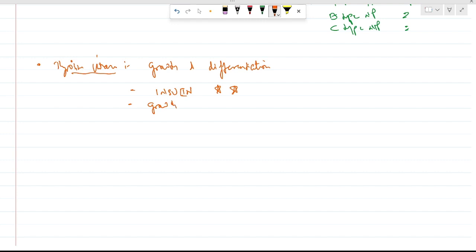Next one is the growth factors, for example, platelet derived growth factor, or PDGF. Platelet derived growth factor and insulin act through tyrosine kinase receptors.